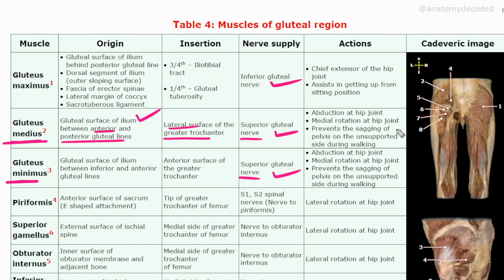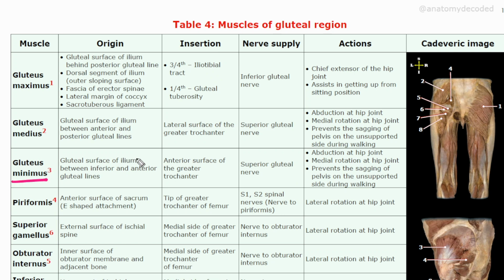The actions of gluteus medius and minimus are also similar. That is abduction at the hip joint, medial rotation at the hip joint, and a very important action which is that it prevents the sagging of the pelvis on the unsupported side during walking. Details about this we'll learn in a clinical test that is called Trendelenburg's sign.